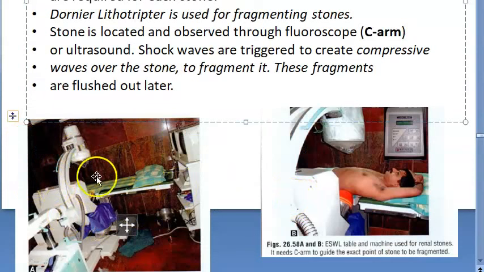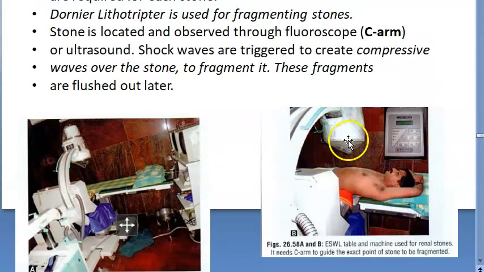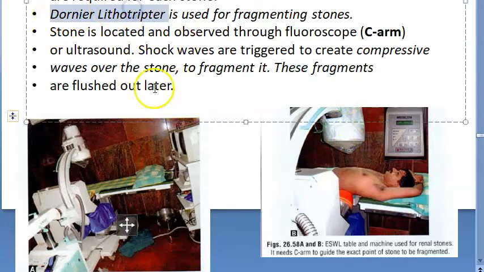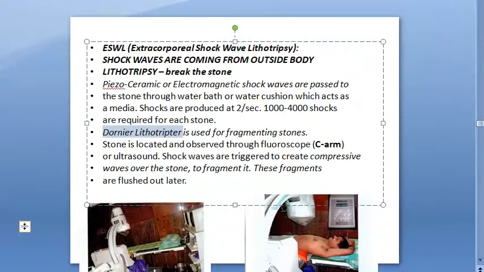So there's a C-arm here. There's nobody on this bed. But now here you can see there's a patient, and the machine is sending the shock waves to do lithotripsy, that is, to break the stone into smaller fragments. This is called a Dornier lithotripter, if you want to remember. Then what else should you know here?